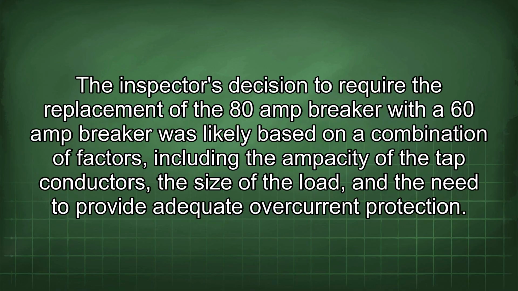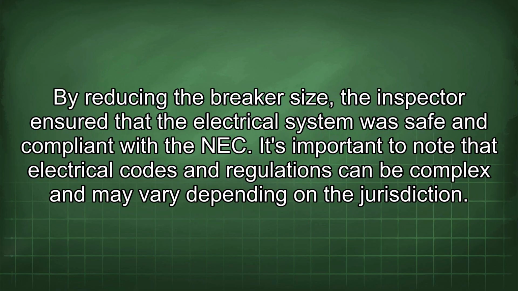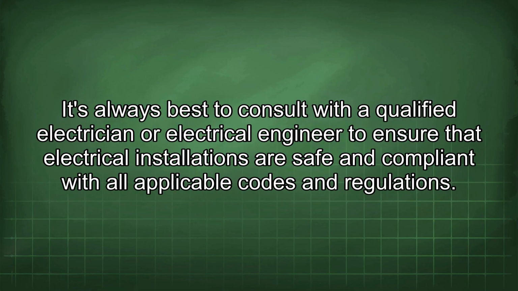The inspector's decision to require the replacement of the 80 amp breaker with a 60 amp breaker was likely based on a combination of factors, including the ampacity of the tap conductors, the size of the load, and the need to provide adequate overcurrent protection. By reducing the breaker size, the inspector ensured that the electrical system was safe and compliant with the NEC. It's important to note that electrical codes and regulations can be complex and may vary depending on the jurisdiction. It's always best to consult with a qualified electrician or electrical engineer to ensure that electrical installations are safe and compliant with all applicable codes and regulations.